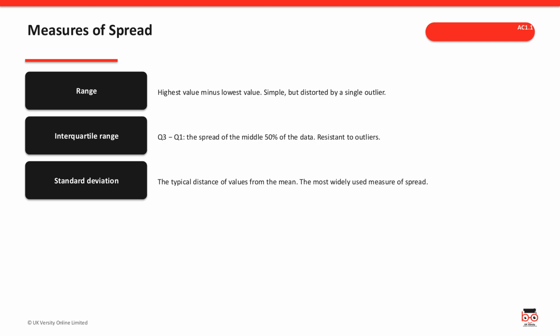Now, the spread. The range is the crudest, highest minus lowest, quick to work out, but one freak value throws it right off. The interquartile range looks only at the middle 50% of the data, so it shrugs off outliers. And the standard deviation measures the typical distance of the values from the mean, which is why it's the workhorse of statistics. We'll build up to all 3 across this outcome.